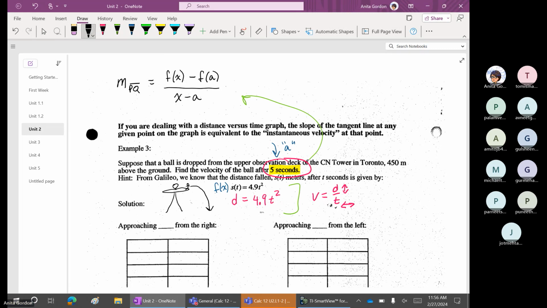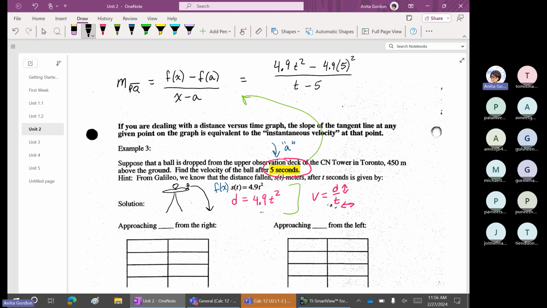Okay, so when I put these ideas into the equation, what would that look like? f of x, or in this case, s of t, would be 4.9 t squared minus, my key point is at 5, so this is going to be 4.9 times 5 squared, right? That's my distance at 5 seconds, divided by t minus 5 seconds. Are we happy with that?